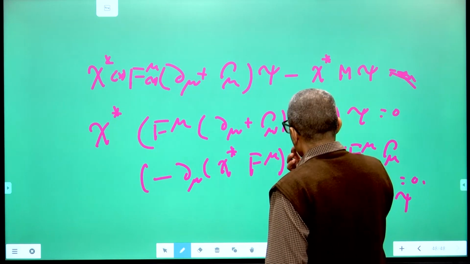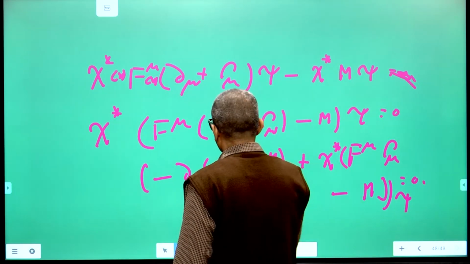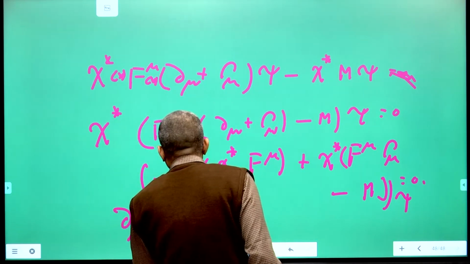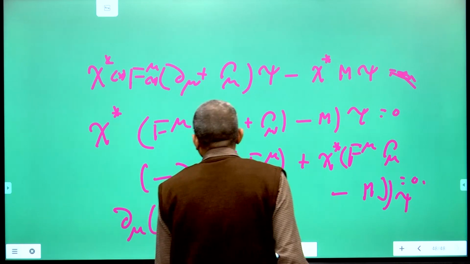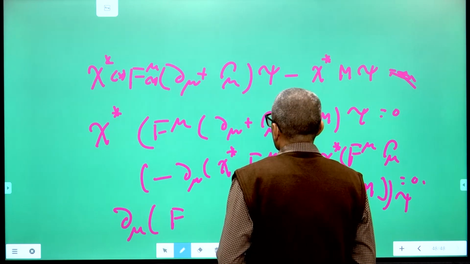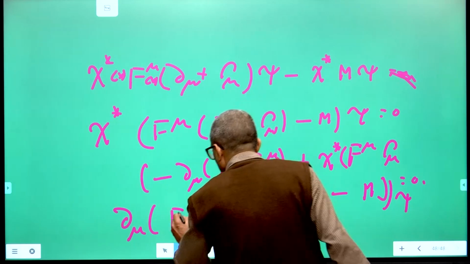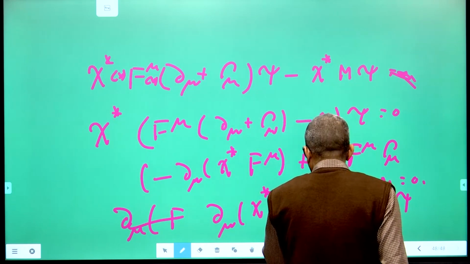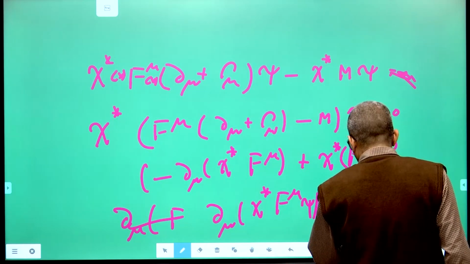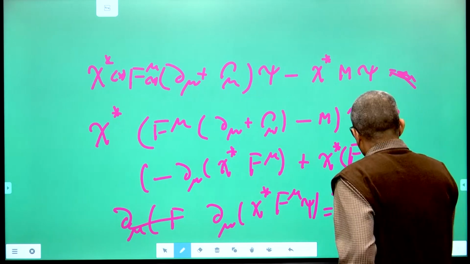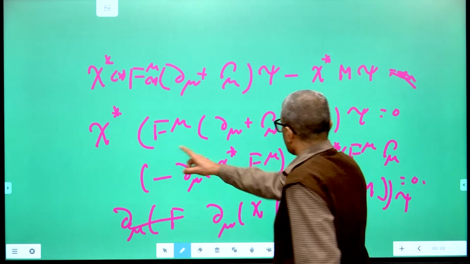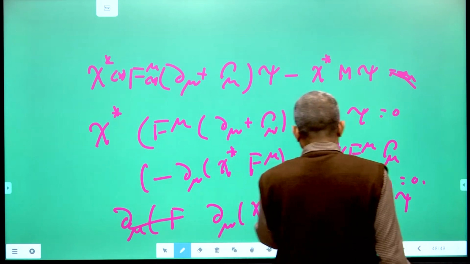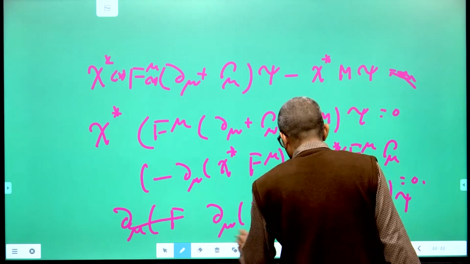and suppose you subtract these two equations, dou mu of chi star into f mu, what do you get? If you subtract these two equations, you get dou mu of chi star f mu psi. All the other terms will cancel out. You will get simply this equal to 0. Because chi star m psi will cancel out with chi star m psi on subtraction, and the two terms chi star f mu gamma mu will cancel out. You will get a conservation law.